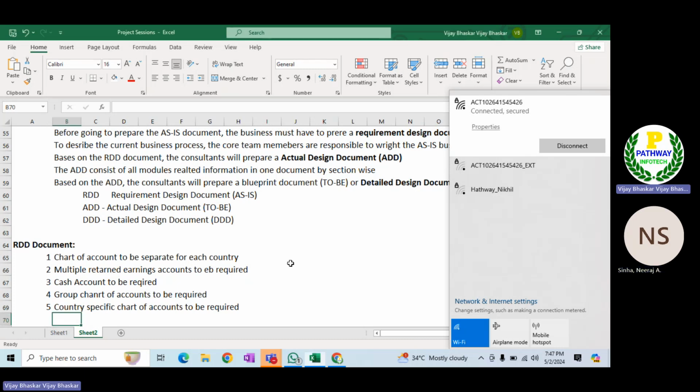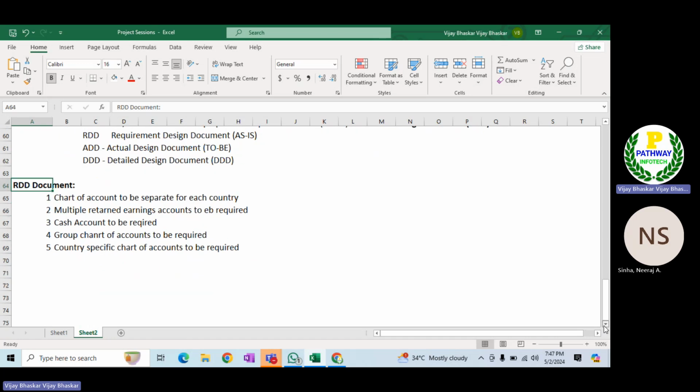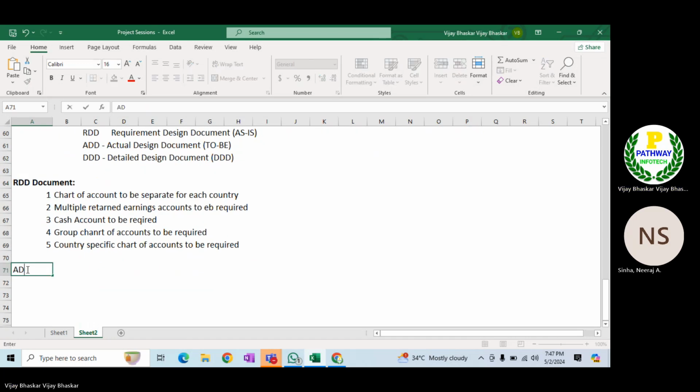Now, country specific chart of accounts. In the RDD document, I have described these requirements. Let's assume these are the requirements which I have updated. Now coming to the ADD document, the actual design document, how I am going to design the design.